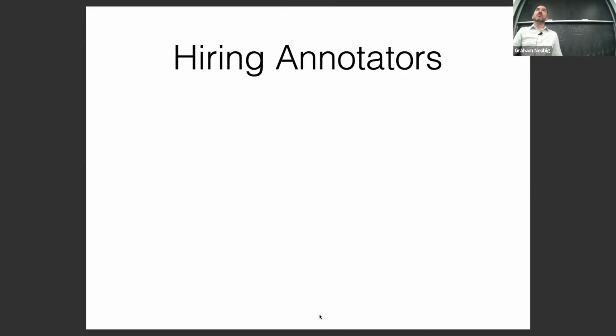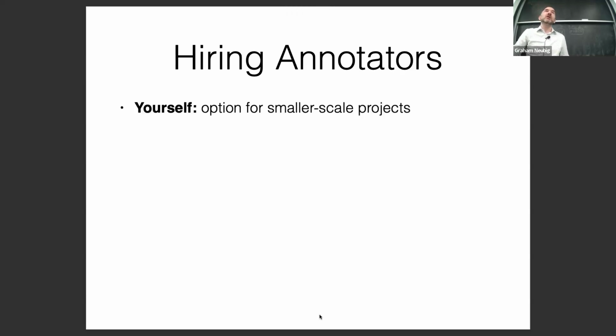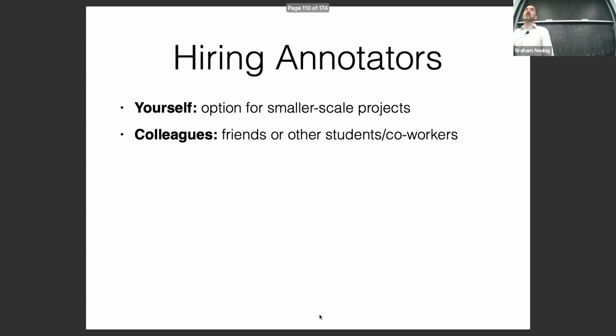Hiring annotators. Let's say you want to actually build a data set and pay people to do things. For smaller scale projects, very often you can just annotate yourself and that's fine. There's a fixed set of overhead to get other people to do something and train them. So, I often just annotate things myself. You can also find friends or other students or coworkers who can help you out. You can bribe them with pizza or whatever favorite food or beverage that they like.